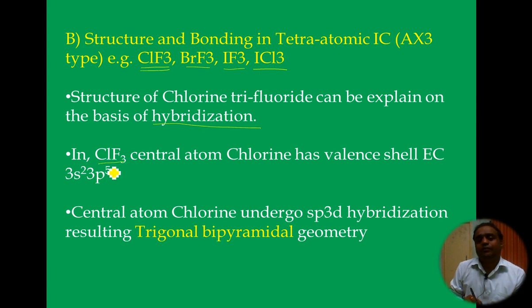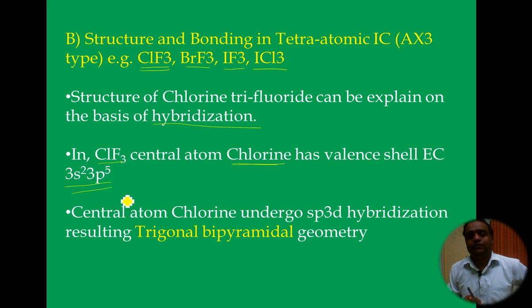In chlorine trifluoride, the central atom is of course chlorine. Why is the central atom chlorine? Why not fluorine? Because chlorine has a bigger size than fluorine, so it will act as the central atom. And also chlorine has less electronegativity than fluorine. Understood? Now we have seen the valence shell electronic configuration of chlorine is 3s2 3p5.